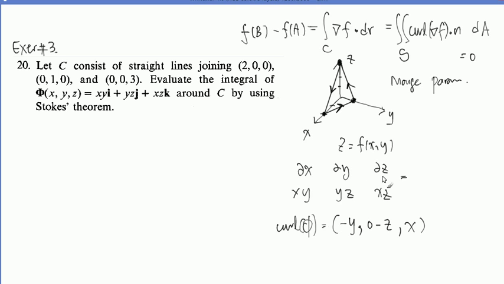So do you agree with my curl calculation? For the first one, there's no y in there. There's negative y. So if you do that one first, it's a 0. If you do that one, it's negative z. For the third one, there's no x in there. So there's a plus x. All right, you get this curl?